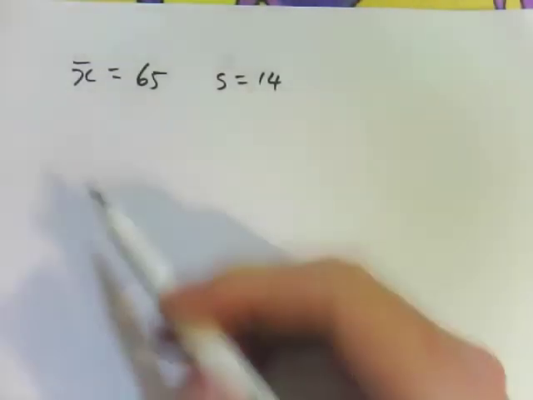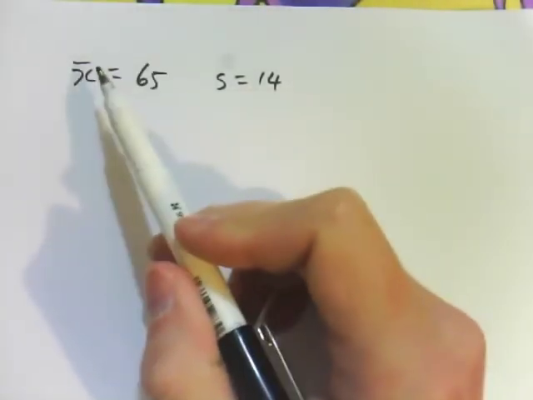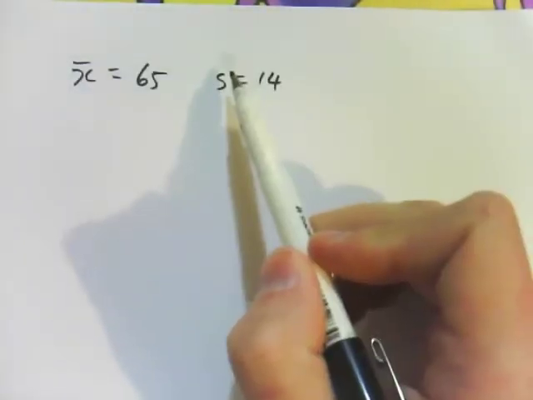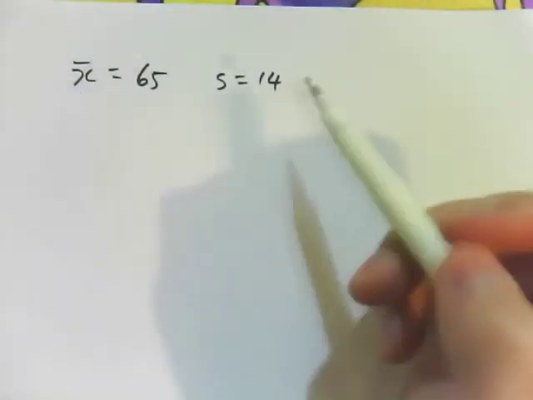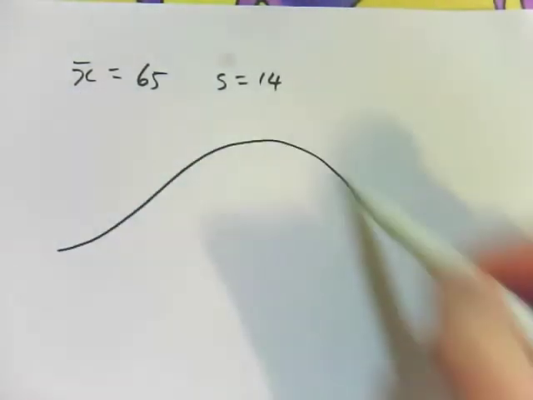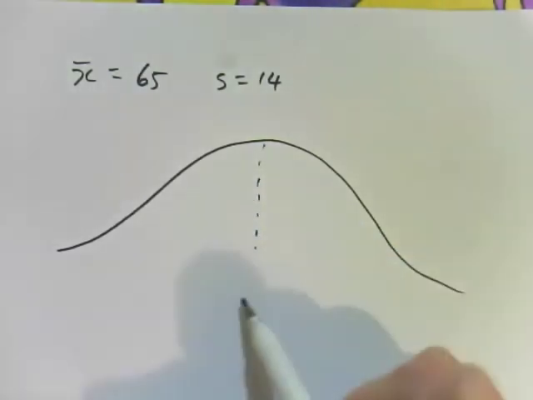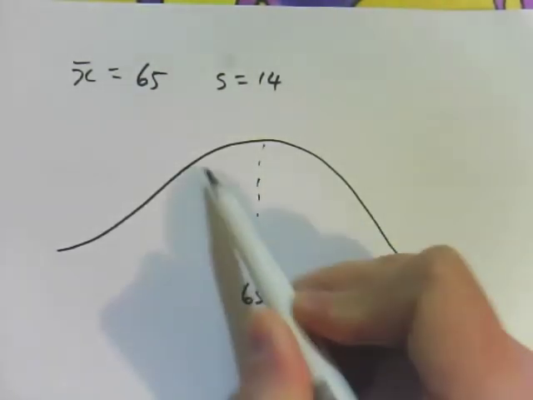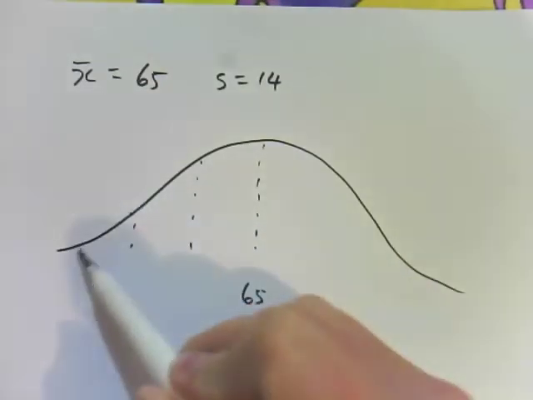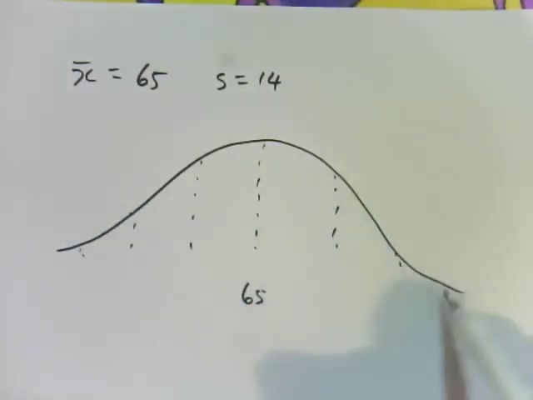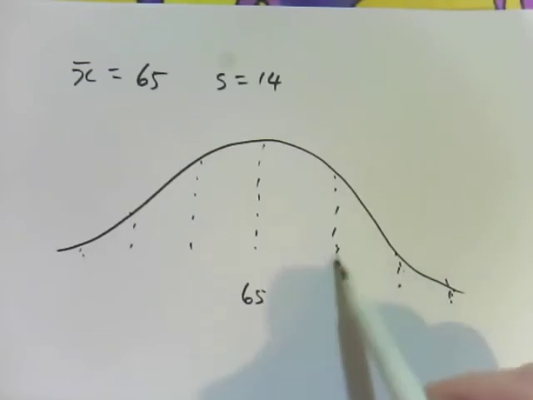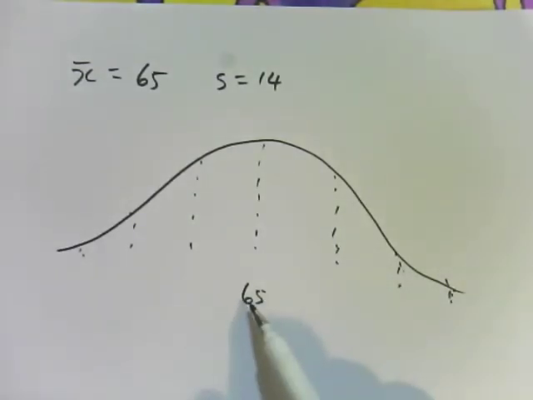Alright, so here's our question. Our mean is 65. Our standard deviation is 14. As soon as you see mean and standard deviation in a question, I want you to draw a bell-shaped curve and fill in the values. So our mean is 65. We always draw the same graph, even if it's only a rough sketch, it doesn't really matter. Each standard deviation is 14.